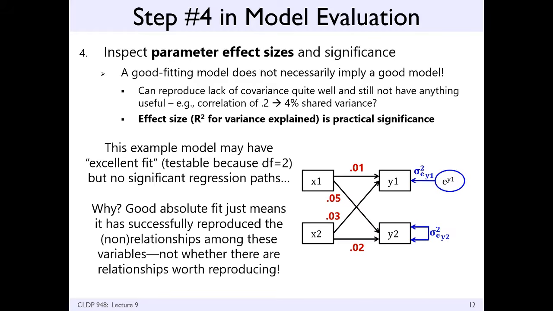Effect sizes and significance. Here's a question that I get more often than I would like. A model that looks like this with coefficients on that order, this model has 2 degrees of freedom because it doesn't have a relationship between y1 and y2, and it doesn't have a relationship between x1 and x2. So it might fit really, really well. So how can it be that I may have non-significant paths for everything and still have it fit really, really well.